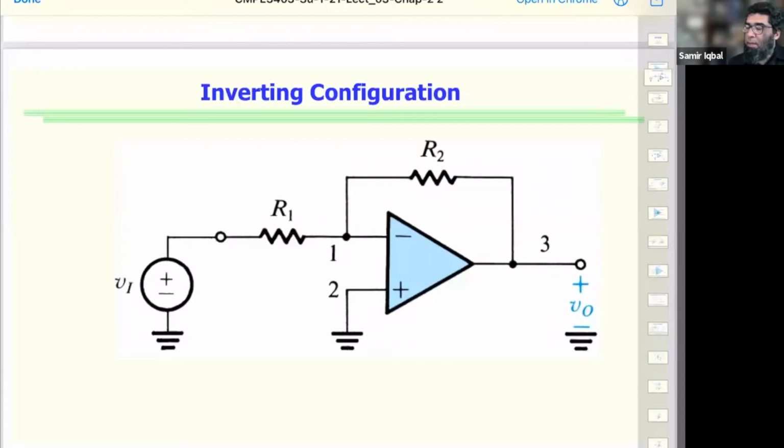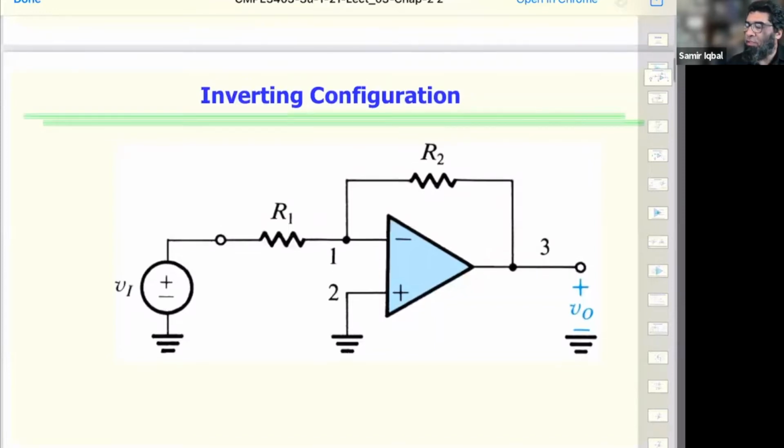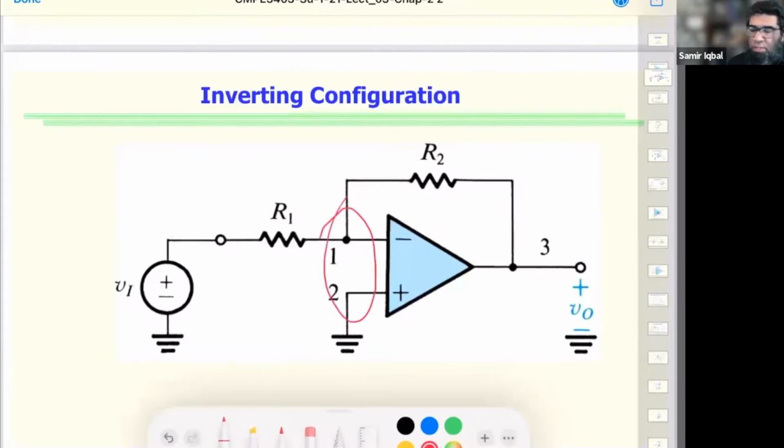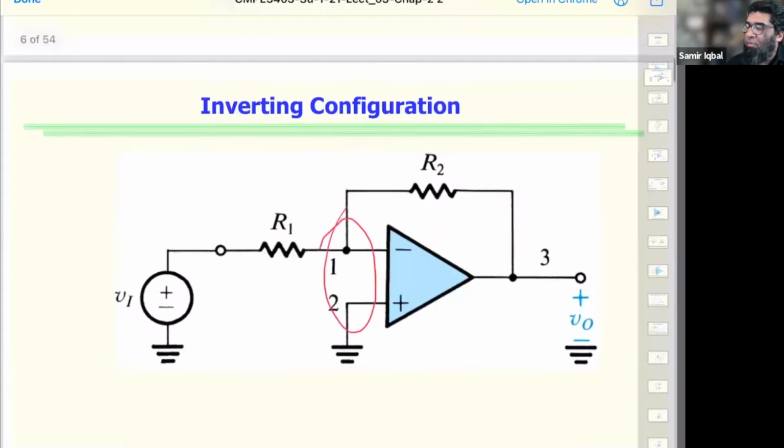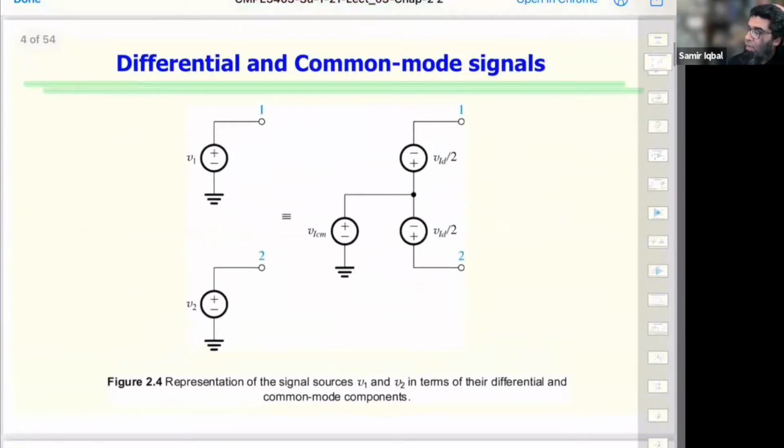Now, here we can see there would be a difference of signal between these two, right? So we would call it a differential configuration. But if we are applying the same signal on both terminals, that would be what we call a common signal, or common mode application. That can be there. But how do we calculate the difference between the differential signal and the common mode signal? So let's take a look at that.